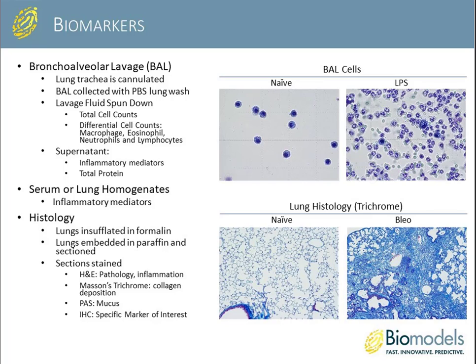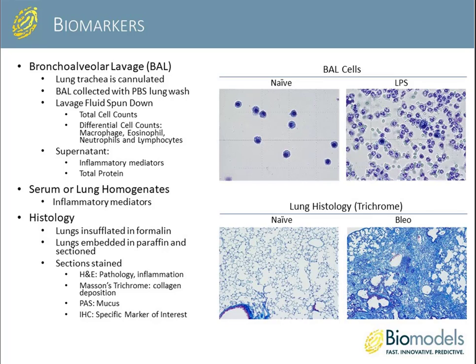In addition to looking at the cells within the bronchoalveolar lavage fluid, we can look at different inflammatory mediators or total protein in the supernatant of that component. Those are also very indicative of disease, and we'll show some more specific data related to that in the specific disease models. In addition to the BAL fluid, we often look at circulating cytokines within serum or cytokines or other markers within lung homogenate. That can be done with a wide variety of commercially available kits.